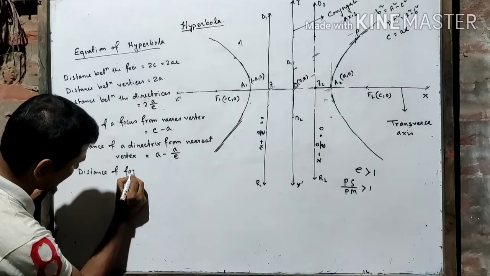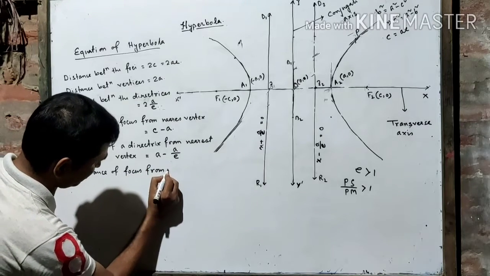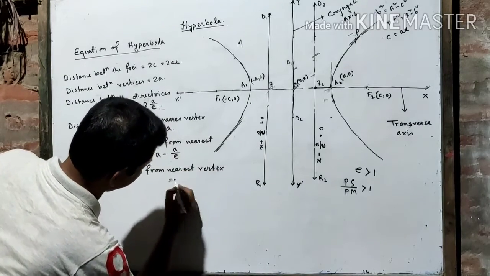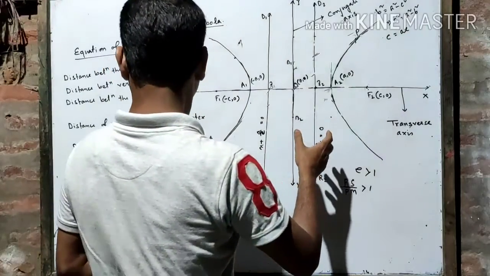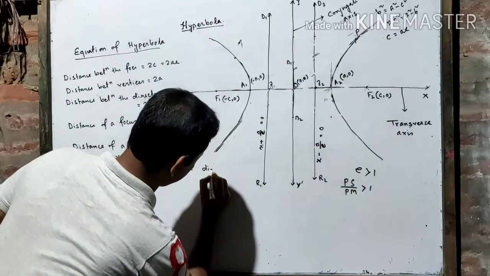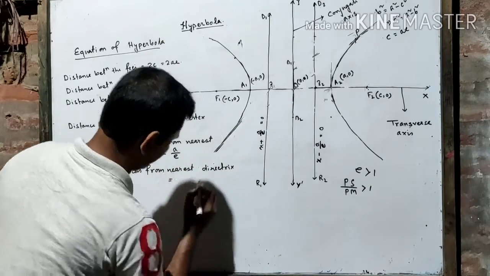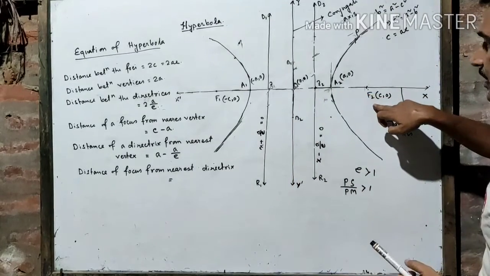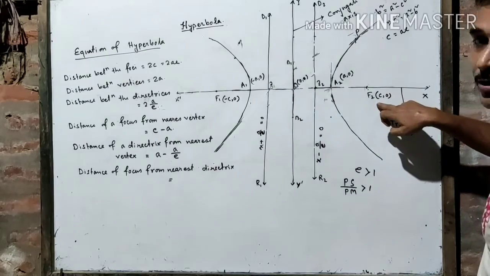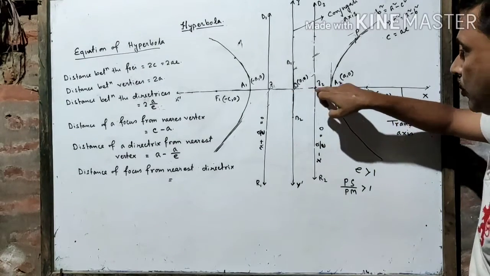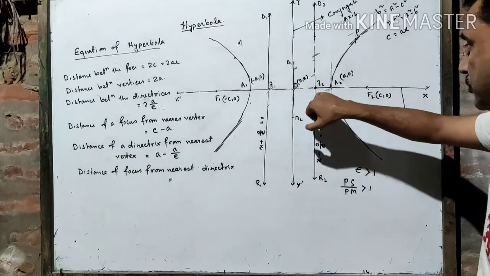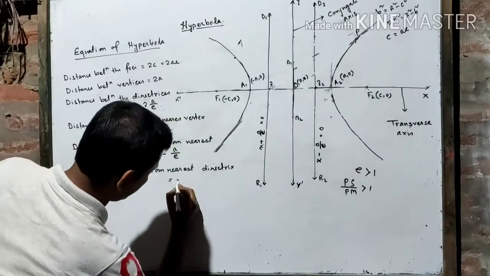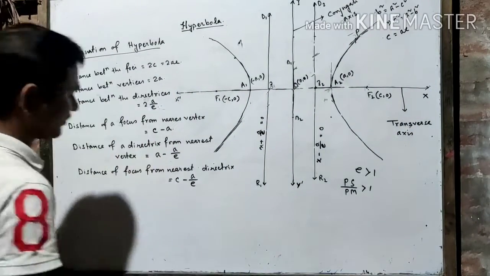Then distance of focus from nearest directrix. So this length is the focus OF2. Distance of focus from the center is c. OF2 is equal to c, and distance of directrix from the center OZ2 is equal to a by e. So distance between the directrix and the focus is c minus a by e.